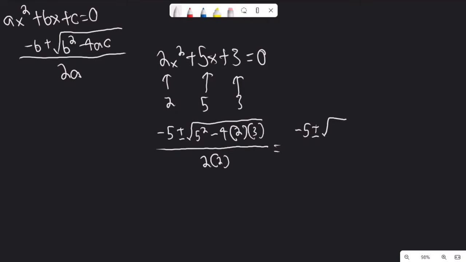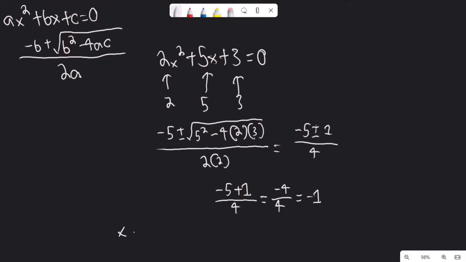So if we simplify some things, we have negative 5 plus or minus the square root of 25 minus 24, which is 1. And the square root of 1 is just 1. So we can simplify this by just removing the square root as a whole. And then just 2 times 2, so 4. So negative 5 plus 1 over 4, and negative 5 minus 1 over 4.